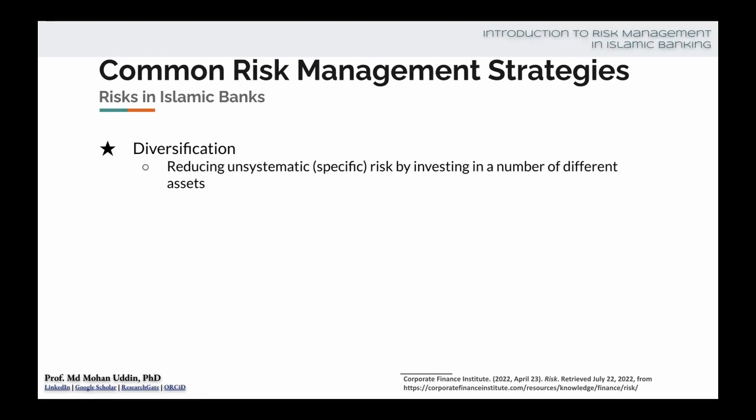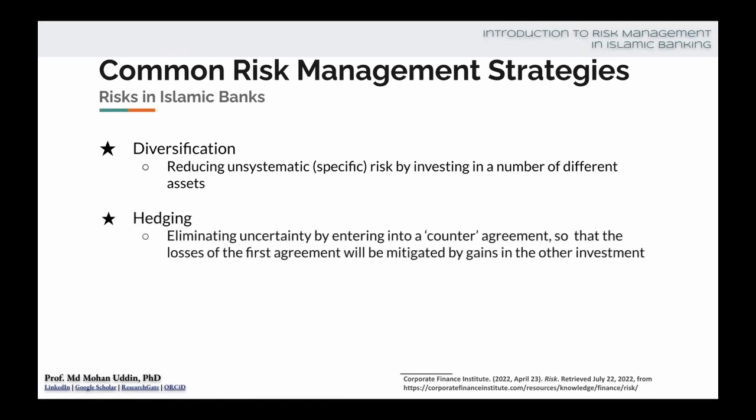So this is one way. This is actually the reduction of unsystematic risk by investing in a number of different assets, rather than investing all money in only one or a few assets, so that maybe the negative outcome of one asset will be covered up by the positive outcome of another asset, and we are not exposed to very high risk. Okay, this is one way.